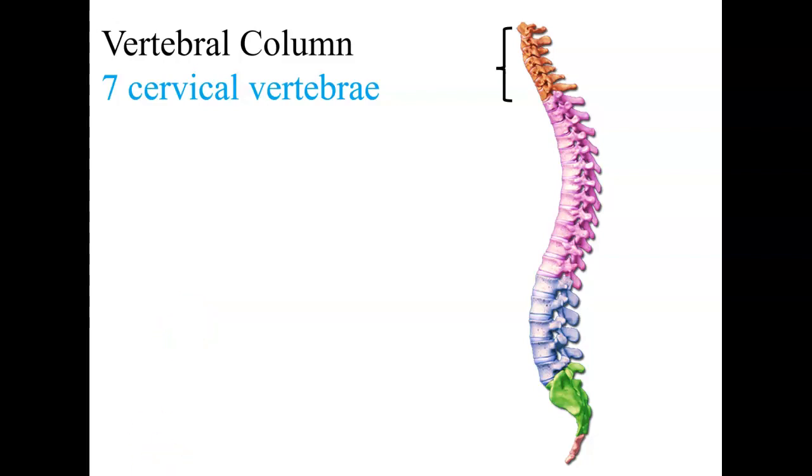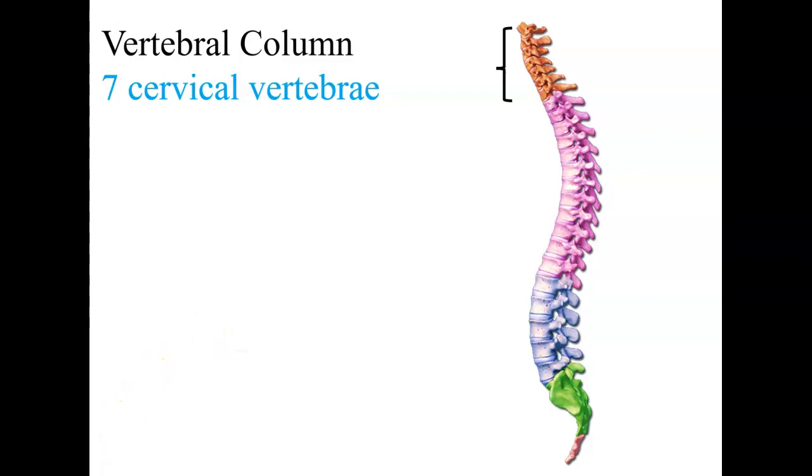So the first 7 vertebrae are called cervical vertebrae, so you can see them listed up here. And so the first cervical vertebra would be C1, second would be C2, etc. Cervical means neck. A cervical collar is that device that you put around a person that has a neck injury to immobilize the neck region, to decrease the potential for spinal cord injury.